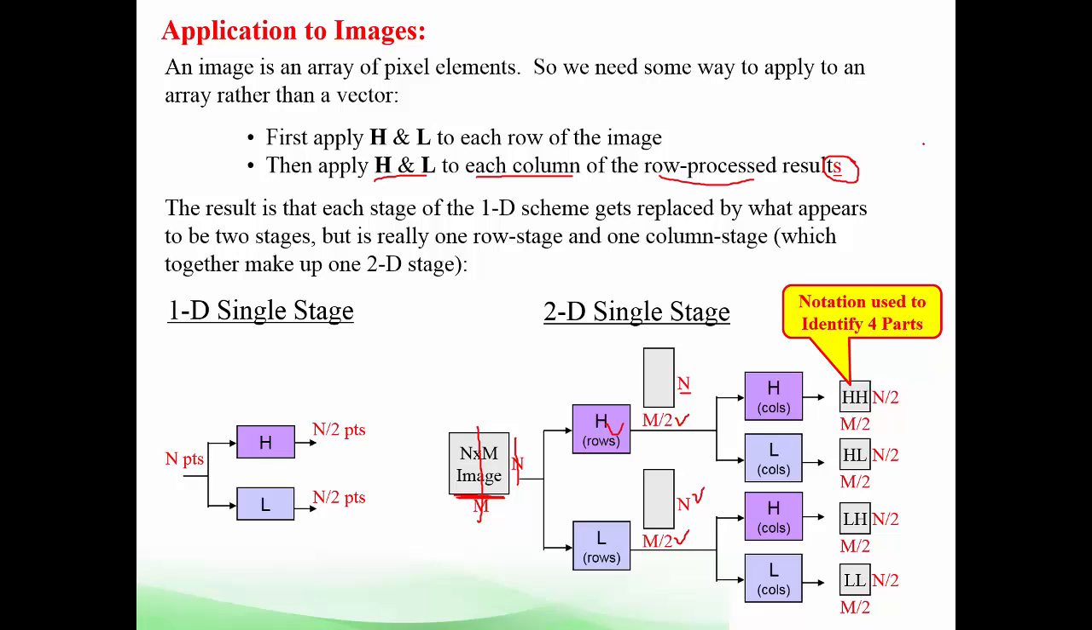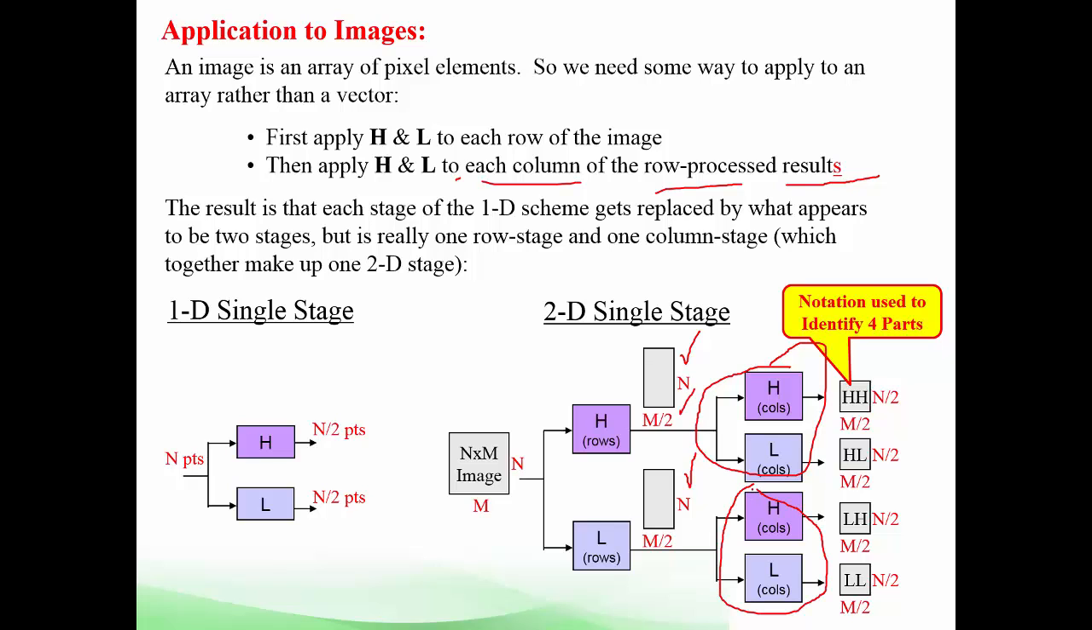Notice that I made that bold, red, and underlined, so that's important. So I need to apply, well, how many different row processed results do I have? Let me clear this off. Well, here's 1 row processed result, 2 row processed results. So I need to do this to each column of the row processed results. So I need to apply H and L to this row processed result, and apply H and L to the columns of this row processed result.